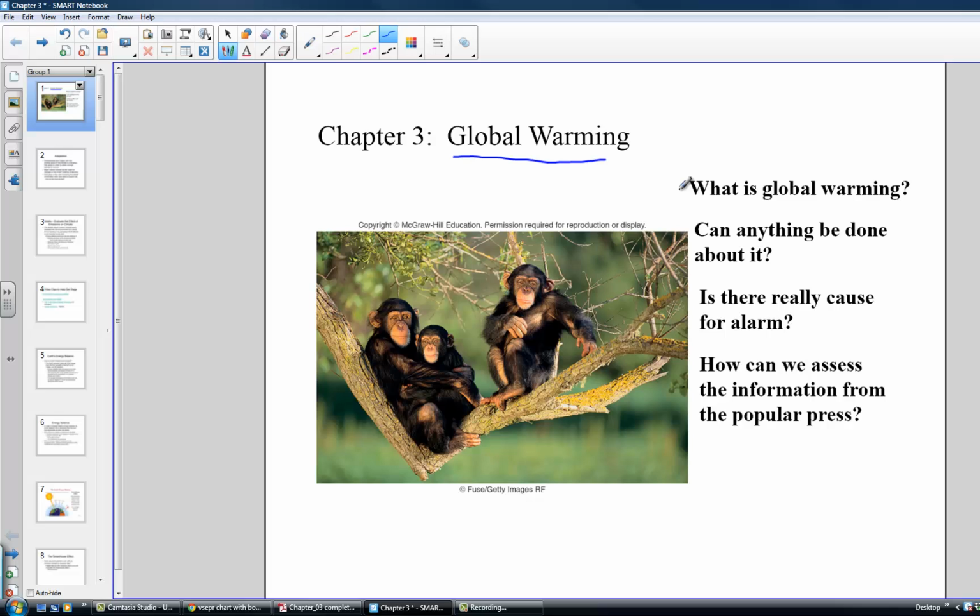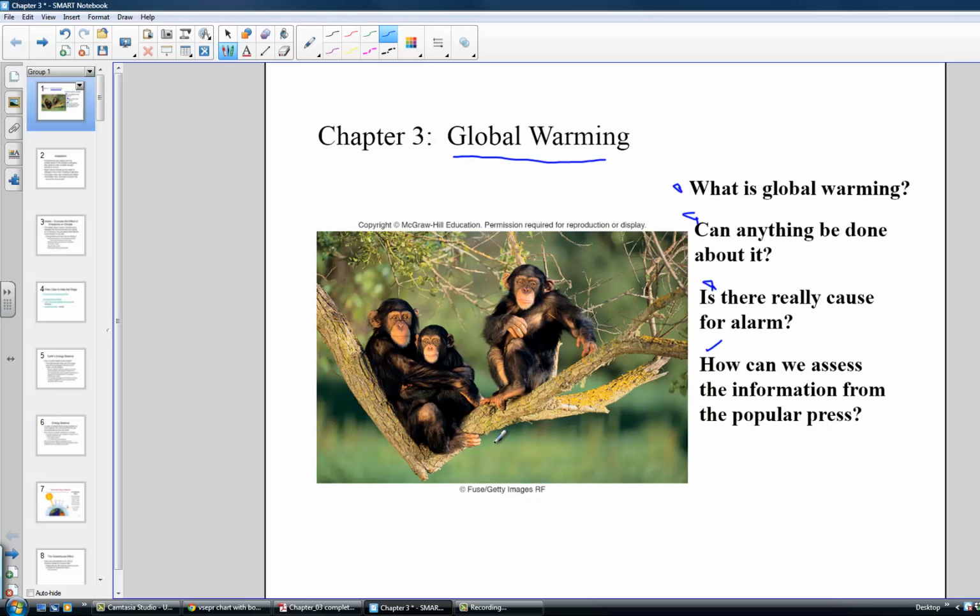We'll be addressing what is global warming and what can we do, if anything, to either stop it, prevent it, or reverse it. Is there really any cause for alarm? And how can we assess the information from the popular press? So we will explore global warming in terms of what the major contributors are and why we should care.